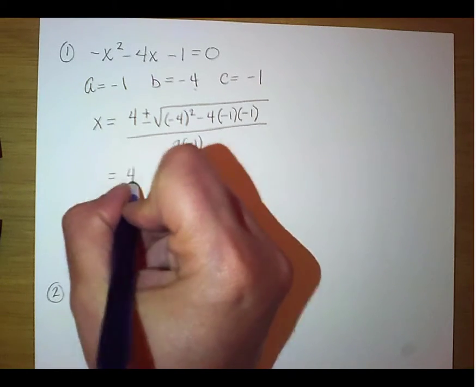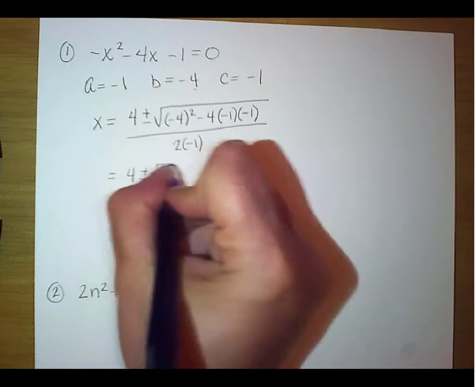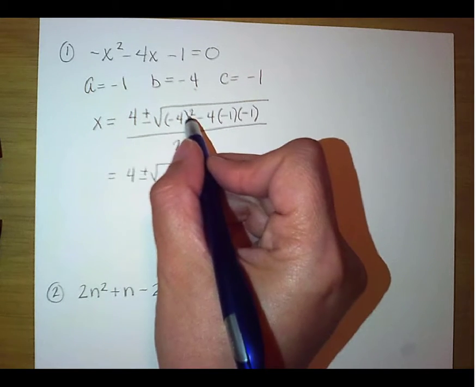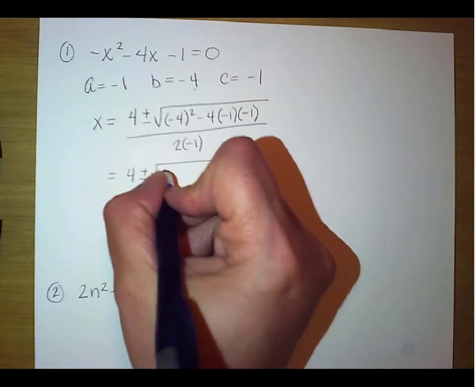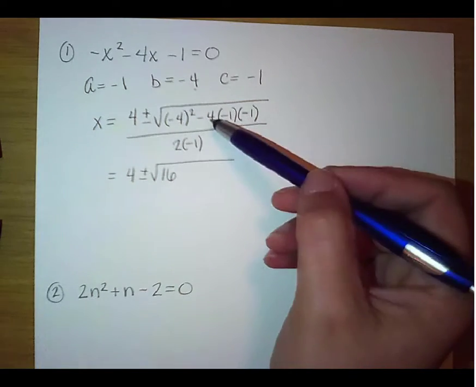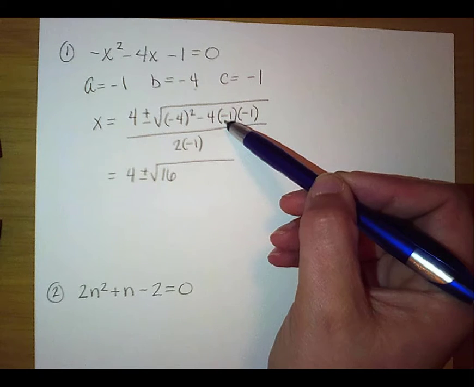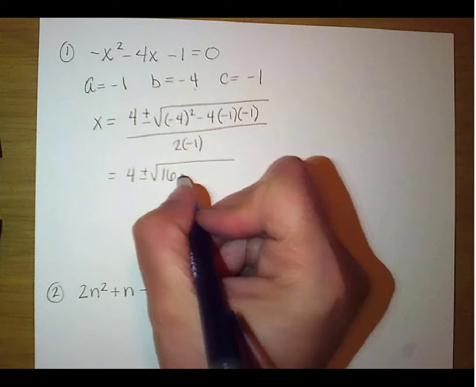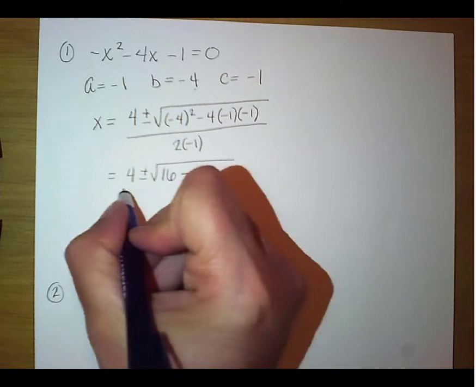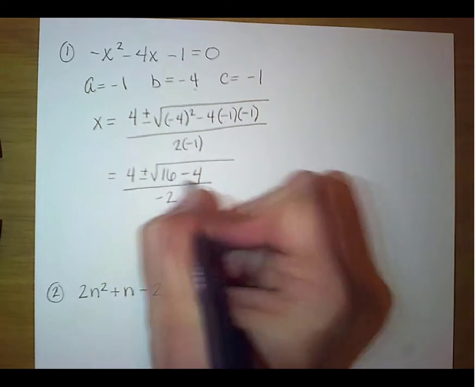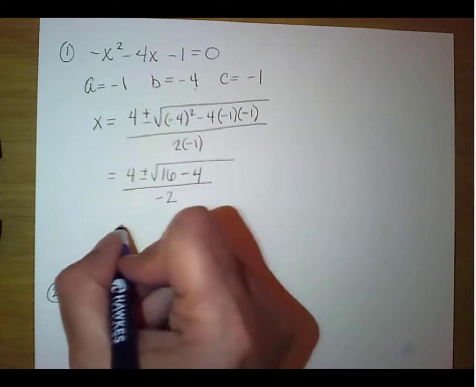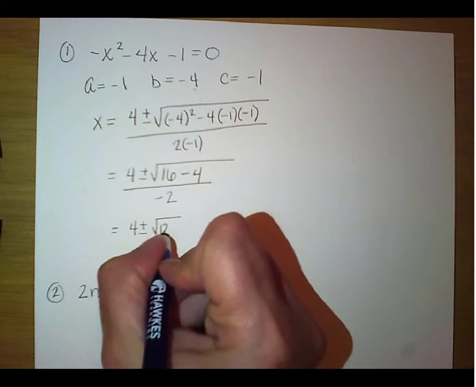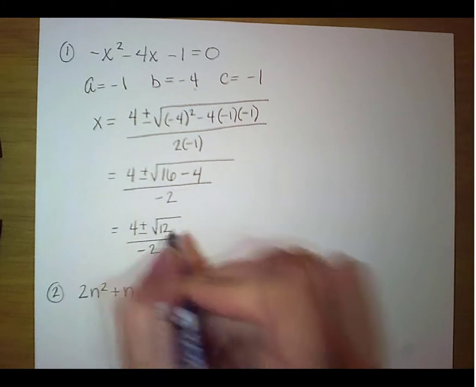So we have 4 plus or minus the square root. So if -4 squared, remember that this is always going to be a positive because you are always squaring it. So this is going to be a +16. Then we have a -4 times a -1. That's a positive. But then when you do a +4 times another negative, that's going to take it right back to being -4 over -2. So now we can do the 16 minus 4. So this is 4 plus or minus the square root of 12 over -2.